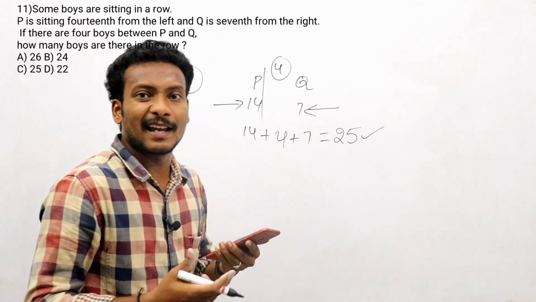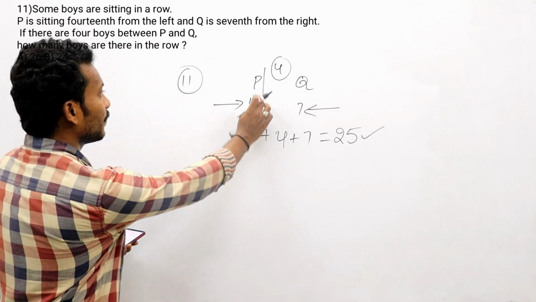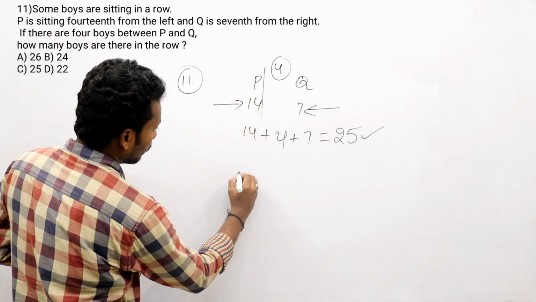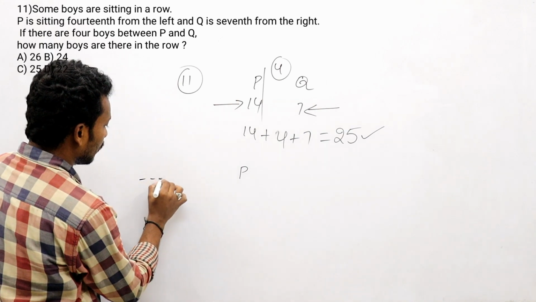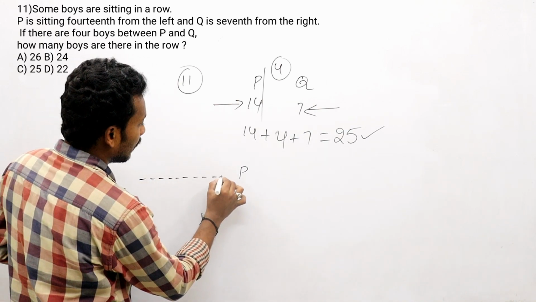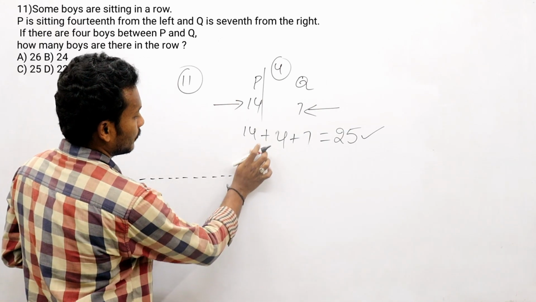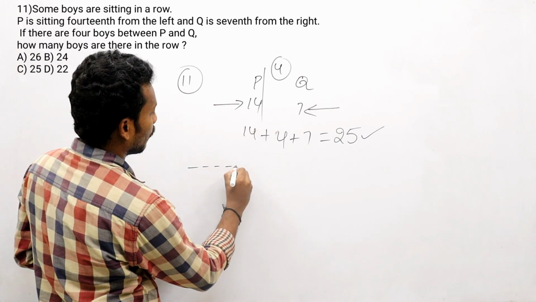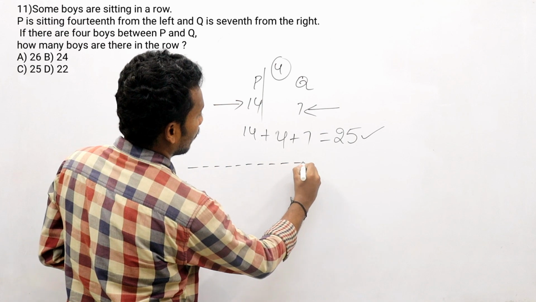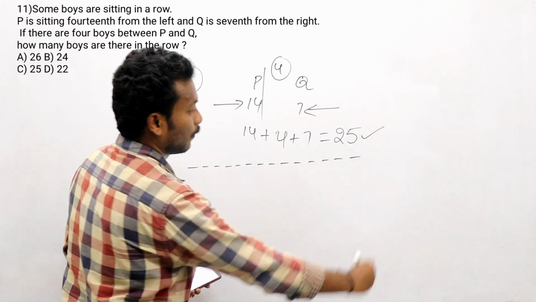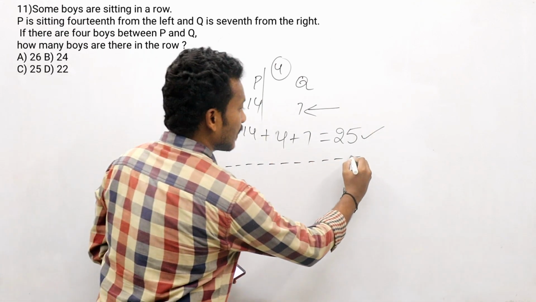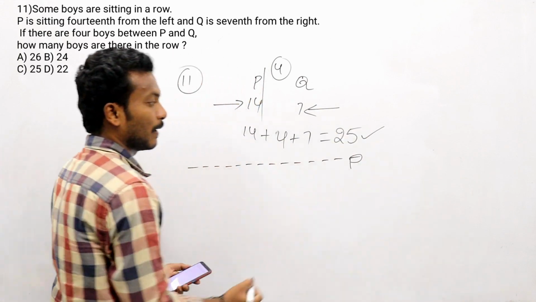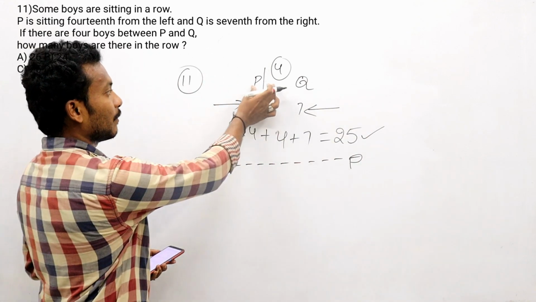How do we get another answer? Now here it is P. How many members? 1 2 3 4 5 6 7 8 9 10 11 12. I will explain in a neat way. 1 2 3 4 5 6 7 8 9 10 11 12 13 14. Now the 14th person, who is that person? Occupied by P. Now how many persons are between P and Q?